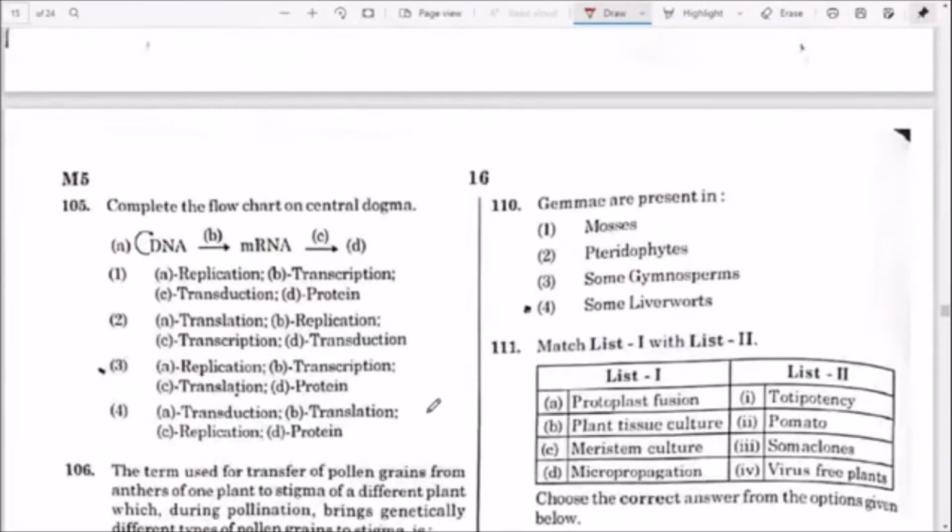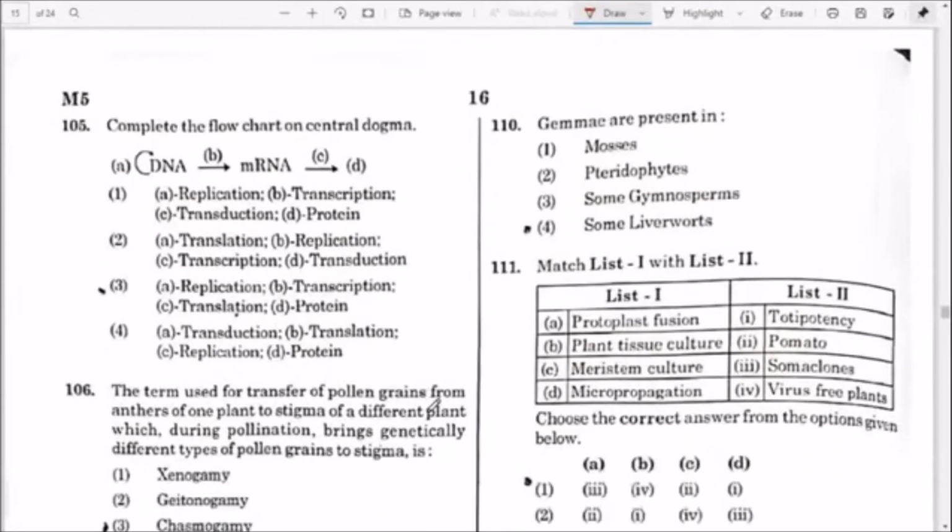Next question number 105. Complete the flow chart on central dogma. Yes, DNA gives rise to B, mRNA, and D. So what is the sequence? Option 3. So replication, DNA gives mRNA, replication followed by transcription and translation, and protein. So finally we will get protein synthesis.